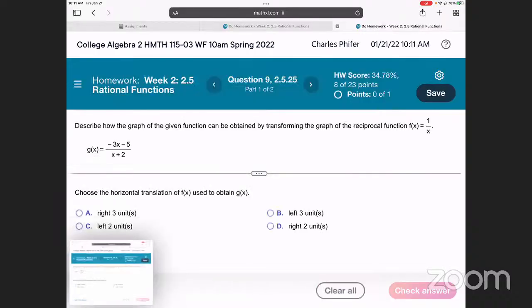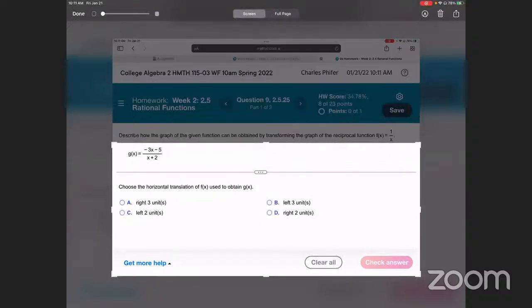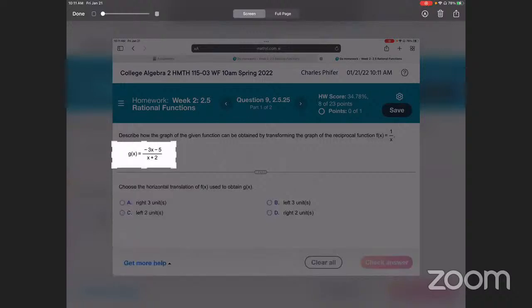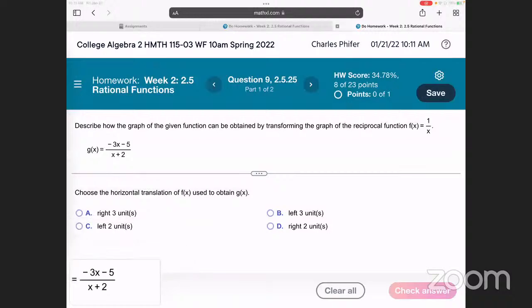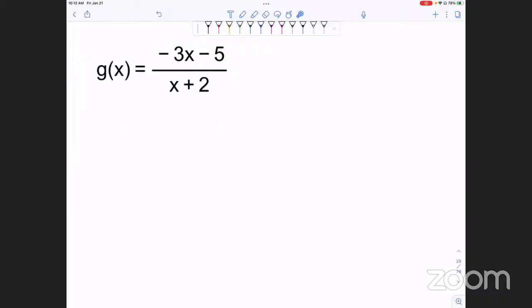So let me get a copy. I really just need this. Let me get a copy of this. We're going to take that and drop it here. Let's see if I can at least hear it here. Okay, cool.